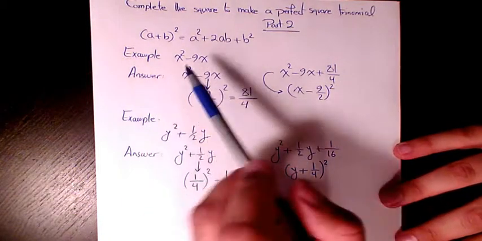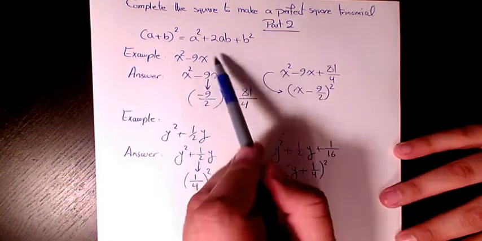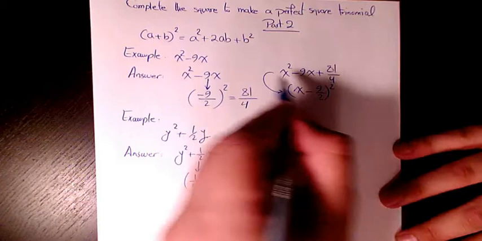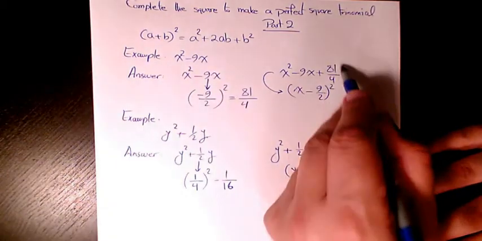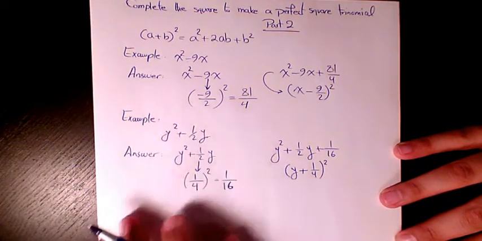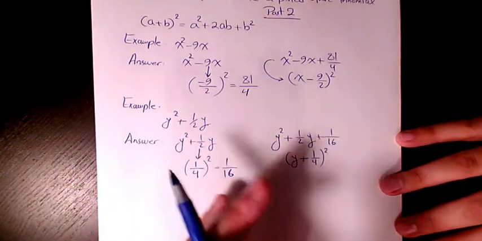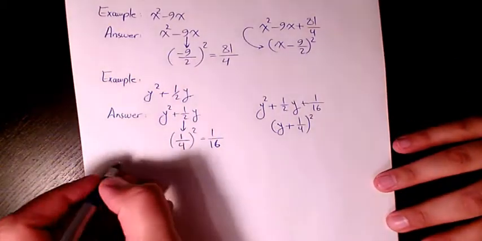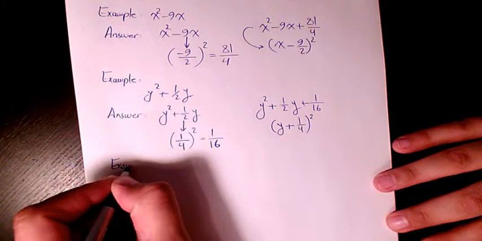So in these examples, since we don't have this last term, in order to make it equal to this one, we need to subtract 81 over 4. Or here, we need to subtract 1 over 16 to make it the same as this one. But in this example, it's asking to make it a perfect square. Next example.